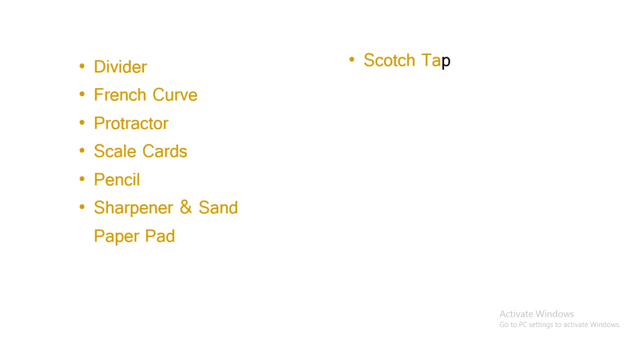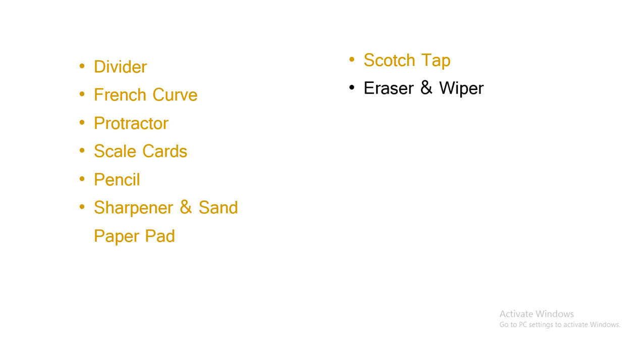Next is scotch tape. Transparent tape is used to attach the drawing sheet to the drawing board. This is called scotch tape. The tape is applied to the corners of the drawing sheet. Drawing pins are also used for this purpose, but they damage the surface of the drawing board.